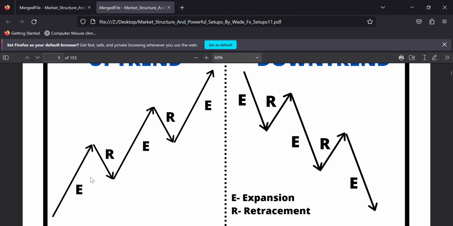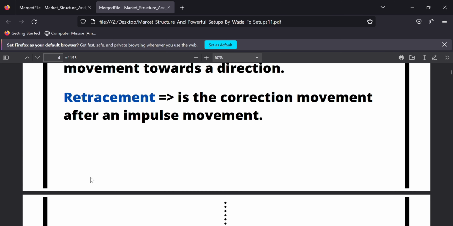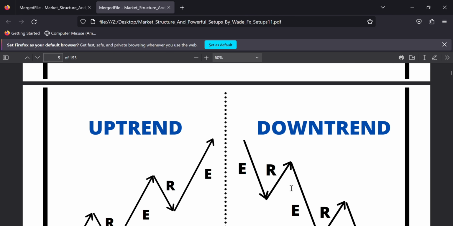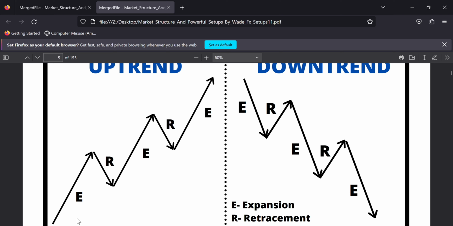Remember, they have told us expansion occurs when there is an impulse movement towards a direction, and retracement is the correction movement after an impulse move. It means after an impulse move, we always expect a retracement to occur, then we wait for another expansion movement or impulse movement, then a retracement again, an impulse movement, retracement, impulse. Then in a downtrend, expansion is always going down, retracement moving up a little bit, then expansion again, retracement, expansion.